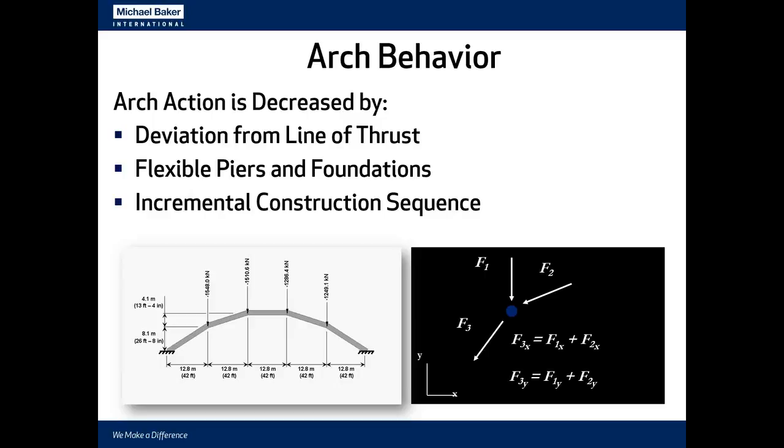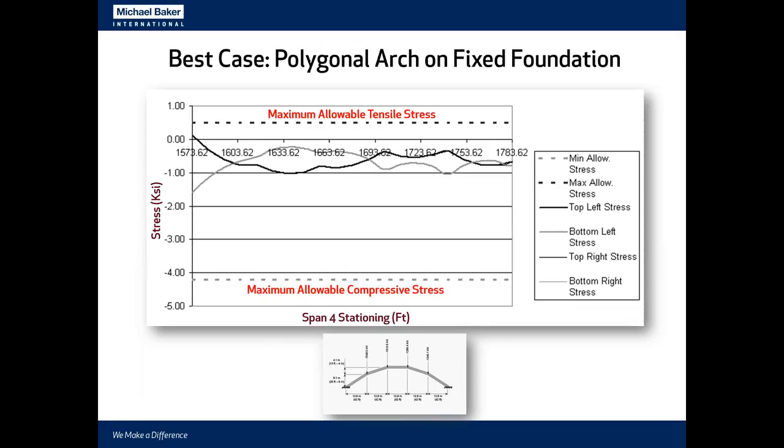If there are flexible piers and foundations, then the end conditions are not fully fixed, they're flexible, and if there's some type of incremental construction sequence, all of these factors will result in the load being carried by a higher proportion of bending moment and a lower proportion of axial force.